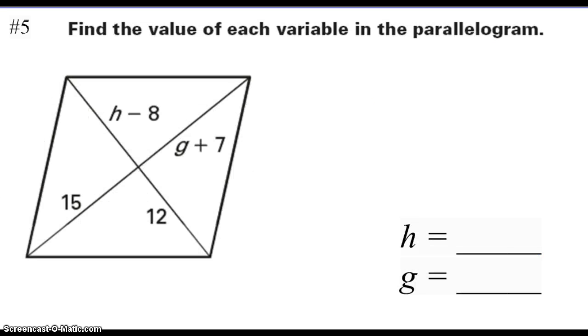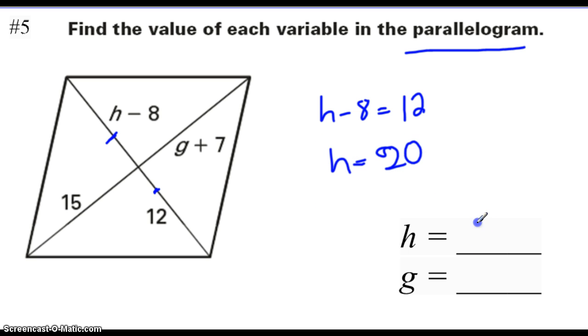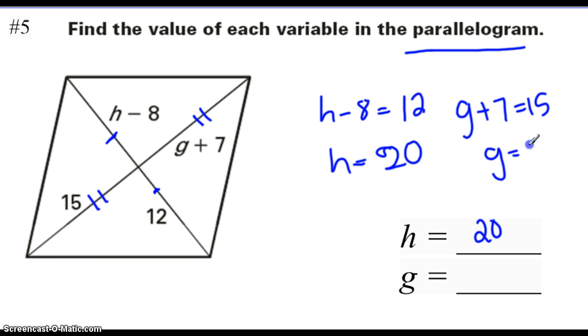In example 5, I give you one that relates to the diagonal. And so if you recall, diagonals bisect, which means cut in half. So if I cut this and this in half, then h minus 8 has to equal 12. So h is 20. And then g plus 7 has to equal 15. And I think that's 22. Oops, sorry, subtract 8. So g is 8. Okay.